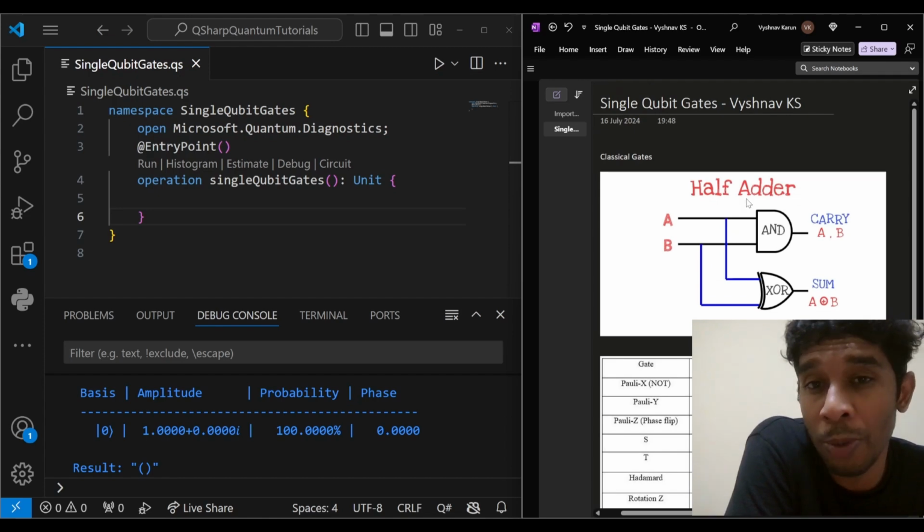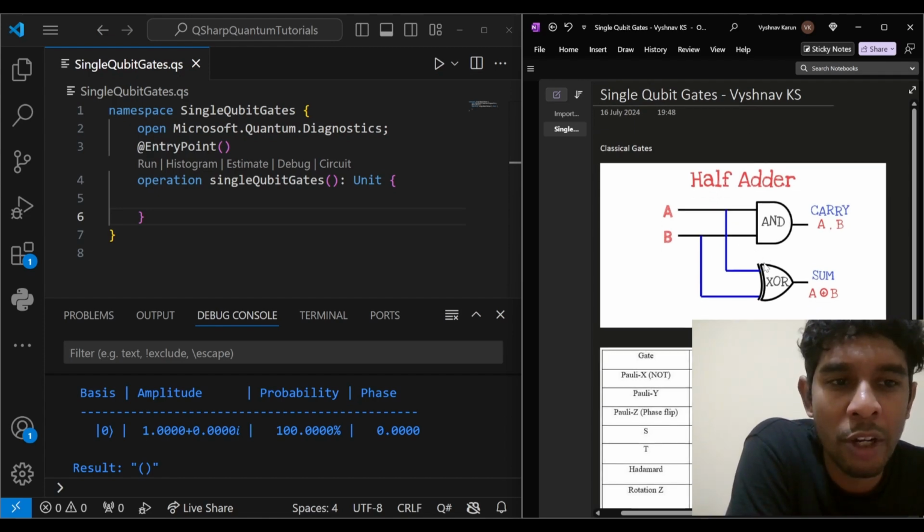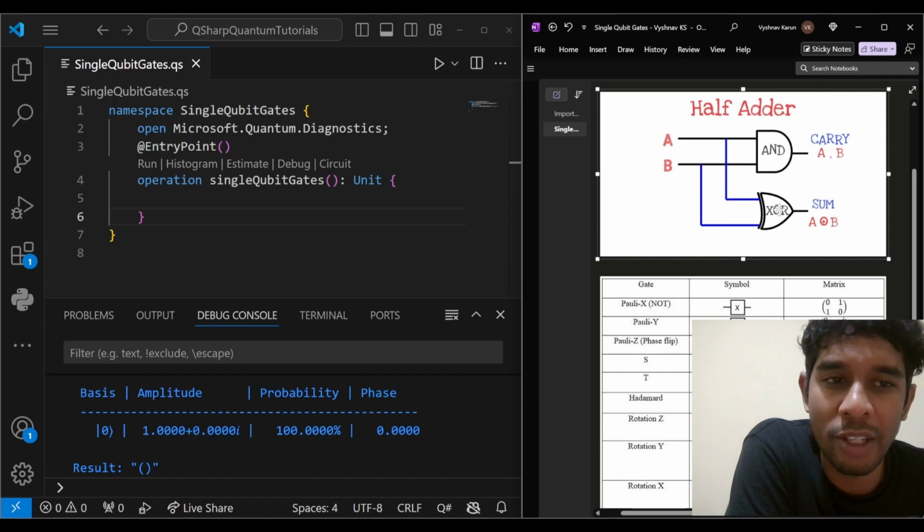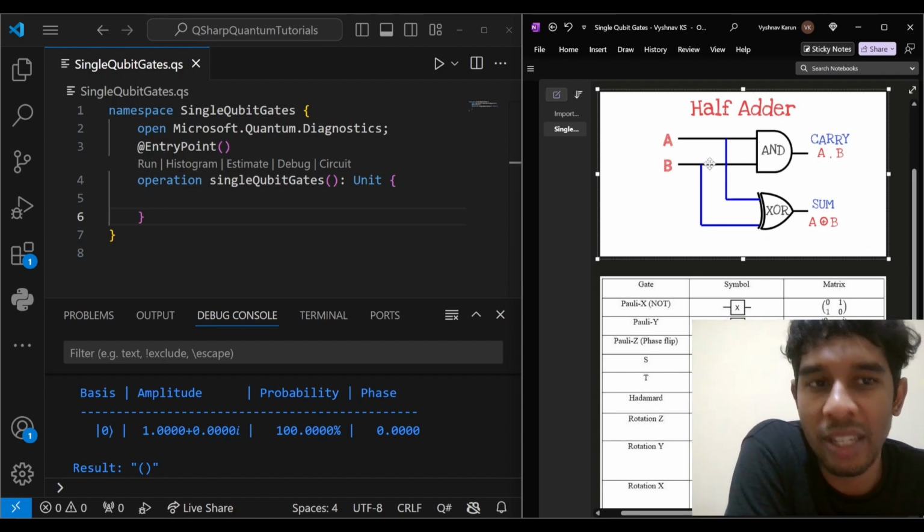gate, which is used to implement a half adder, the classical circuit. So what we have here is an AND gate and an XOR gate. So this is just a basic circuit to add two bits and give the result, right? So we have A and B. So let's just consider the value of A is 1 and the value of B is 1, right?